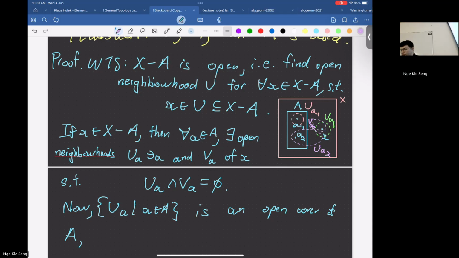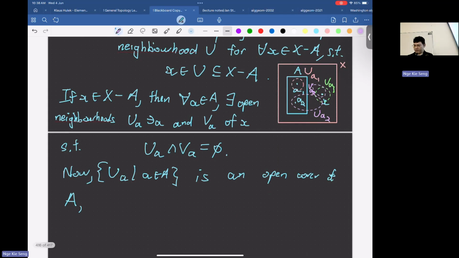VA2. Okay. So what you can see here is that for each A, the intersection of UA and VA is empty, but maybe you intersect some other UA. Okay, possible. But this is an open cover for A, right? A is compact, so meaning what? You can just pick finitely many of them to cover your A.